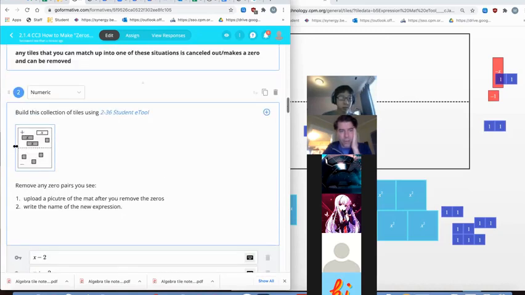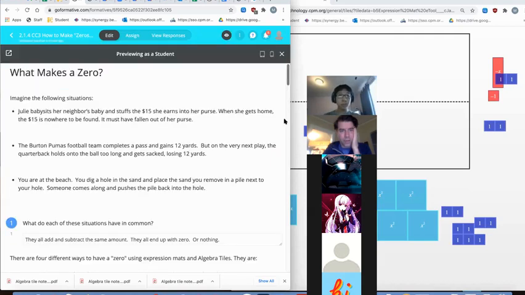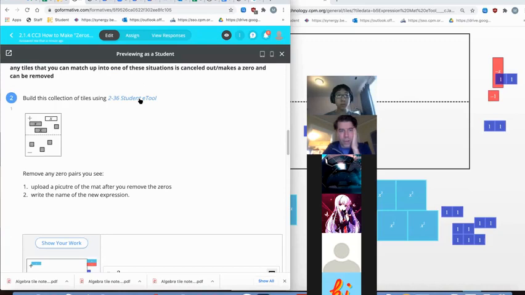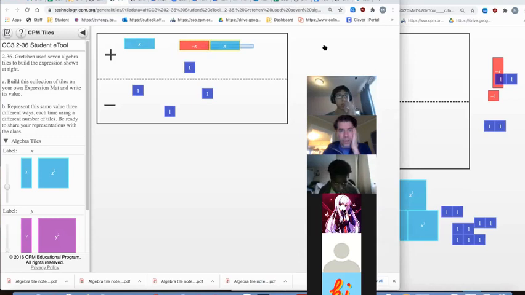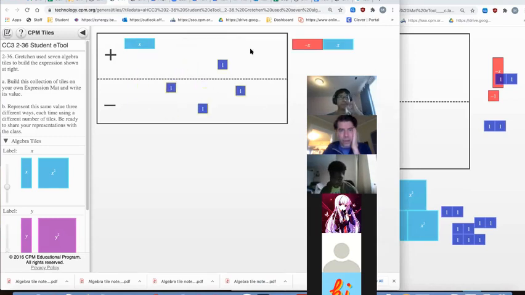So it asks me to remove 0 pairs here, use student eTool. It says build this collection of tiles. Oh, I need to make it so I can see it. So these are very simple. I'm just trying to find my 0 pairs. So again, I see here's a 0 pair. We did this one already. We reviewed this one. That 0 pair can come off, and then these are 0 pairs, and they can, oops, sorry, they're not all 0 pairs. These are 0 pairs, so they can come off, and this is what I'm left with.